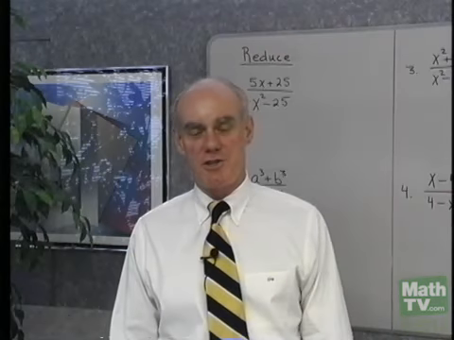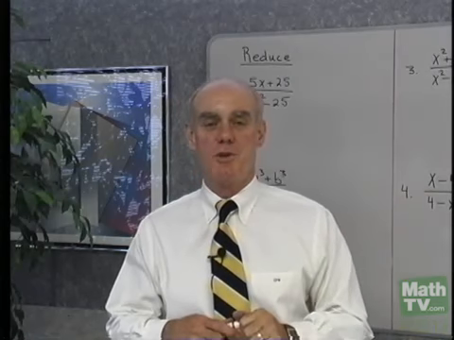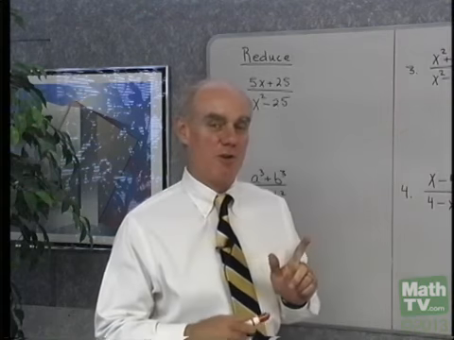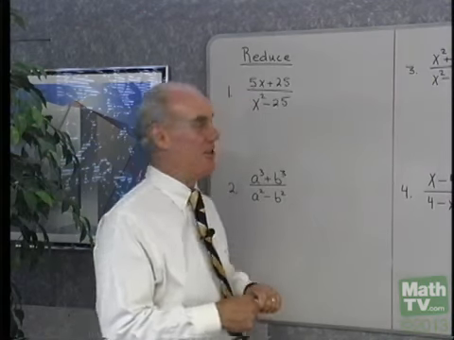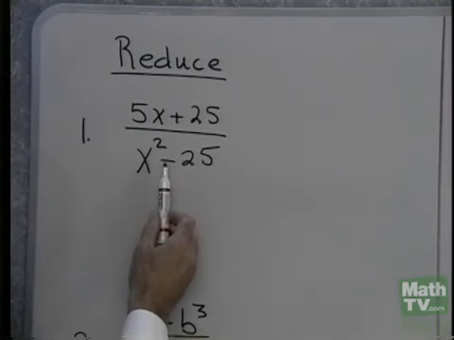Rational expressions are very similar to rational numbers or fractions. The properties and rules that we use for fractions are the same ones that we're going to use for rational expressions. What we want to do first is do some reducing to lowest terms. We want to take this rational expression here and reduce to lowest terms.